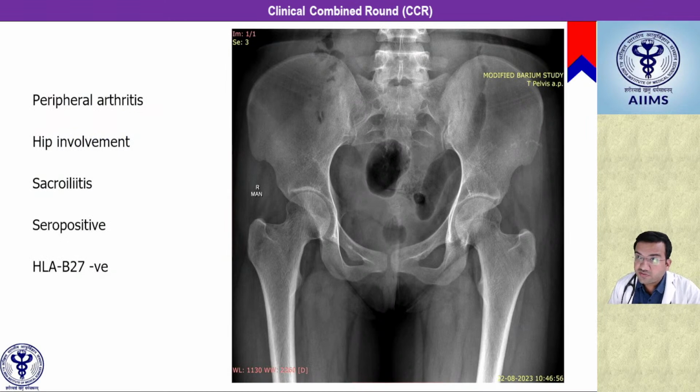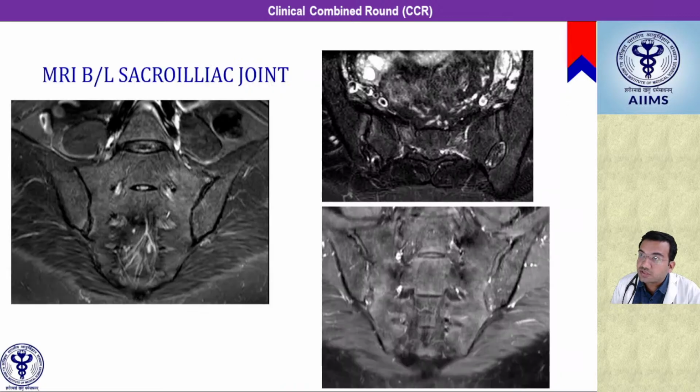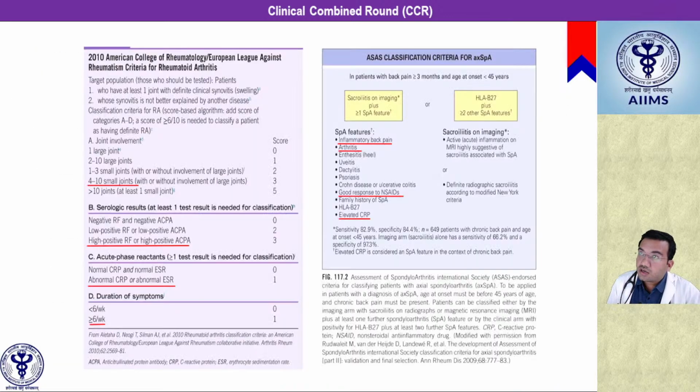So again, in this case, we had a peripheral arthritis, a hip involvement, a sacroiliitis, seropositivity in the form of rheumatoid factor positivity and anti-CCP high titer. And HLA-B27 in this case was negative by PCR. Again, if you try to classify this patient, again, I had 4 to 10 small joints. There was a high titer rheumatoid factor and anti-CCP. There was raised ESR and CRP, and the duration was more than 6 months.